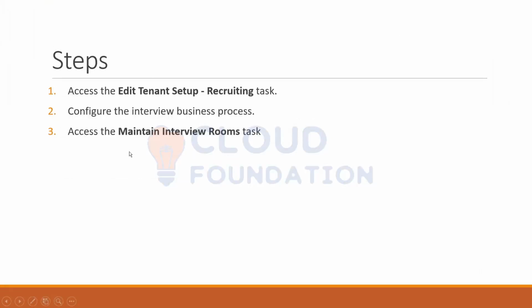So the steps for configuring it are: edit tenant setup recruiting task, and over there we have to enable the Outlook action. It will take 15 minutes for Workday to start aligning with Outlook. Then configure the interview BP and then maintain interview rooms. Using this task we will get into Outlook, and in Outlook we will create calendar events like we generally do.